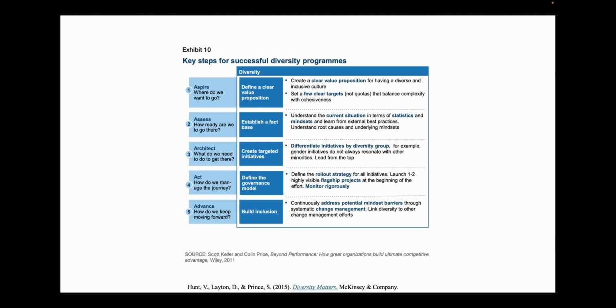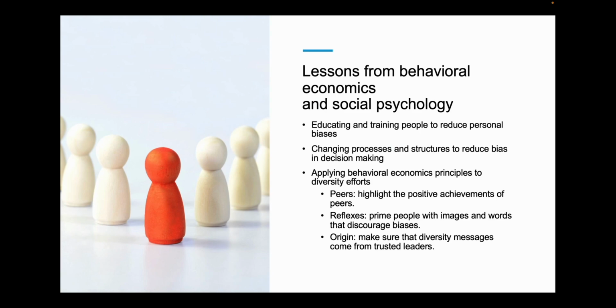All right. So what to do about it? You talk about all the good things about diversity, right? How can we manage diversity? First, you need to define a clear value proposition. Then you establish a fact base, right, by collecting pieces of evidence. And then you create targeted initiatives, define the governance model, and finally build inclusiveness. So these are the steps. These are the key steps for successful delivery programs.